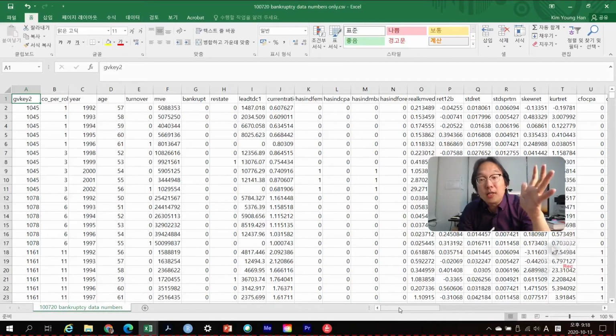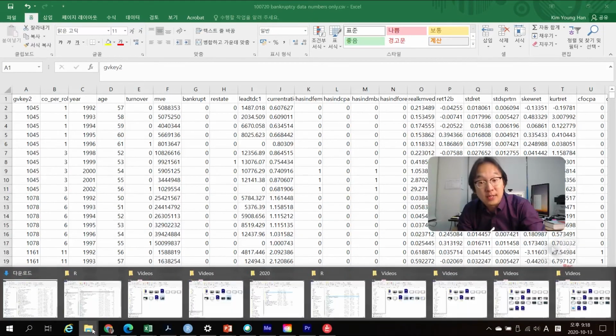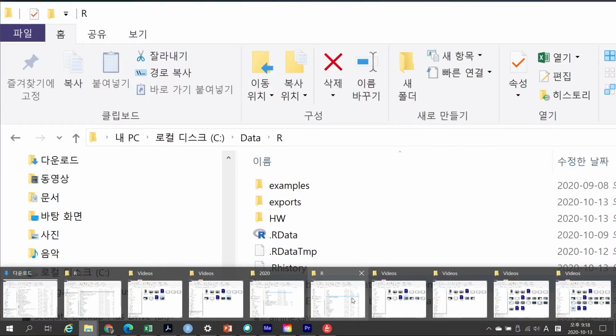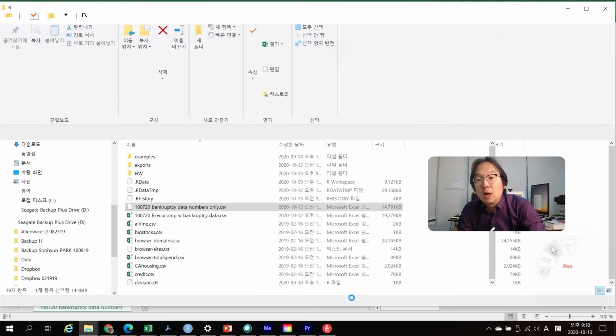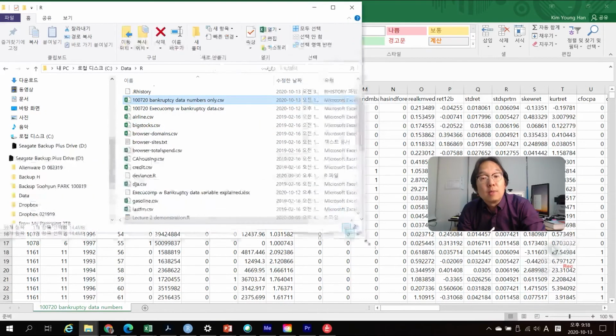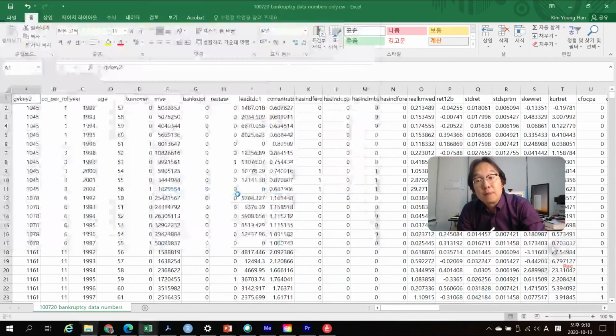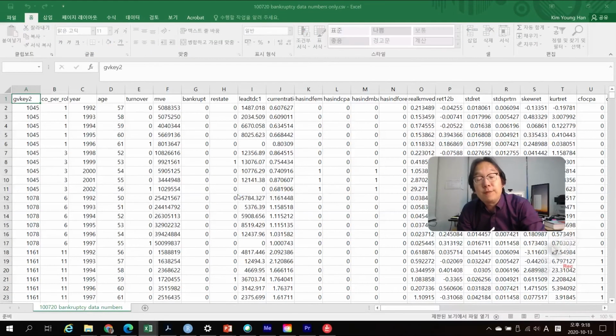What does this data carry for you? Let me go through the variable names so that you will have some good idea about this data. So here, I open up, where is that? Yes, the executive compensation with bankruptcy data, variable explained. So this one gives a definition of the variables.